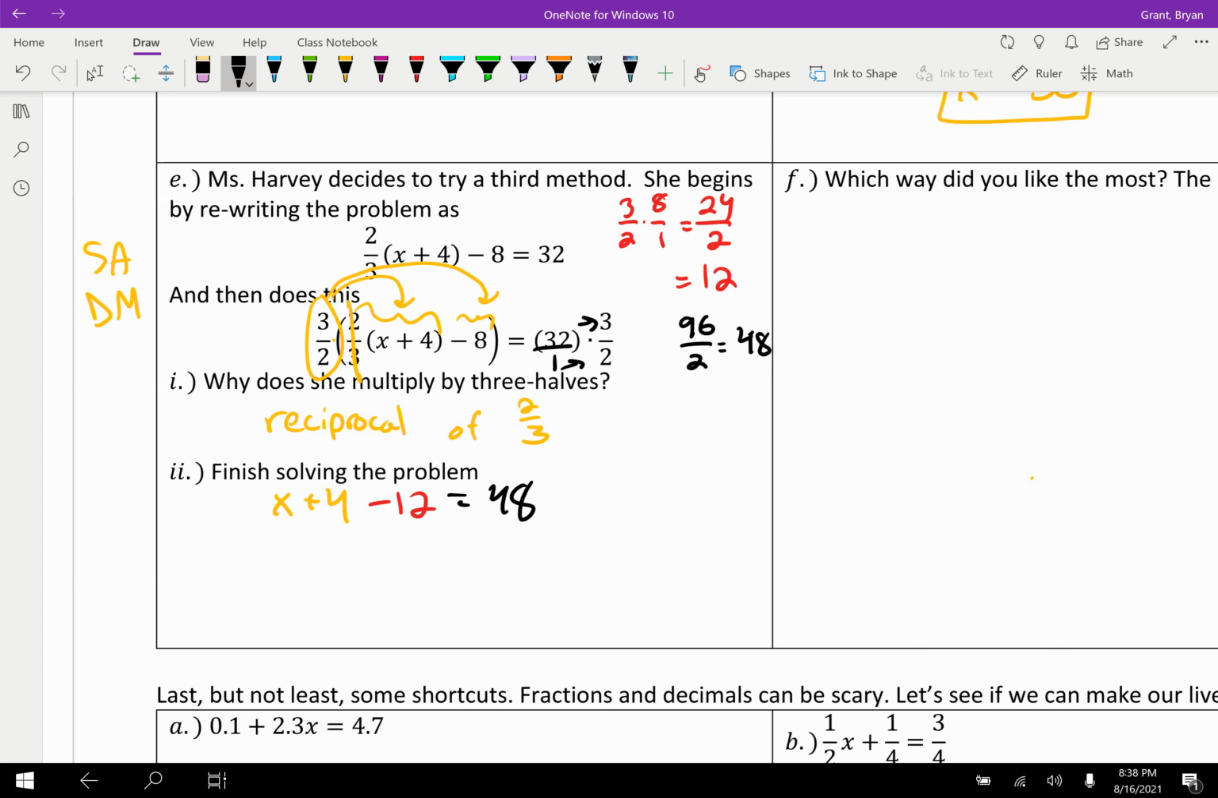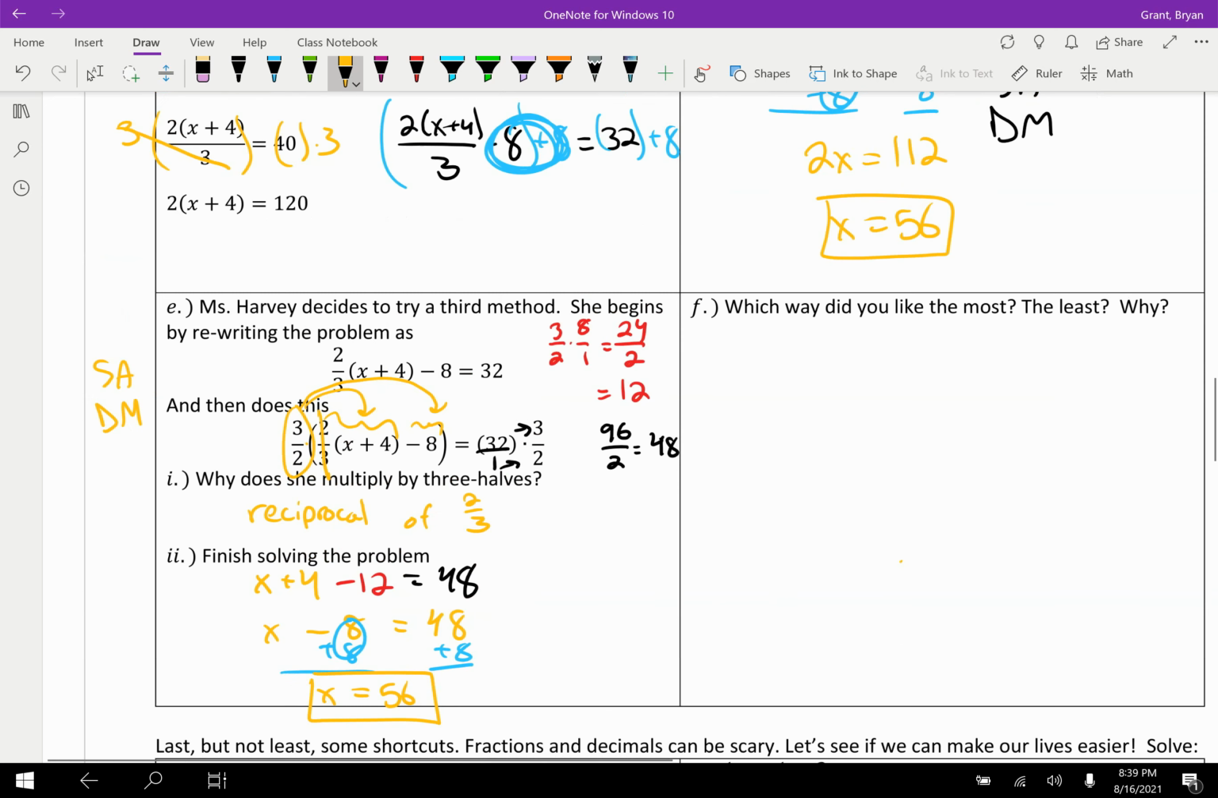Let's finish this off. I don't see any more distributive property, but we can combine like terms. 4 minus 12 is 8. And there's only one step to go. Add our 8 to each side. And that ends with x equals 56. That's the same answer as all the rest.